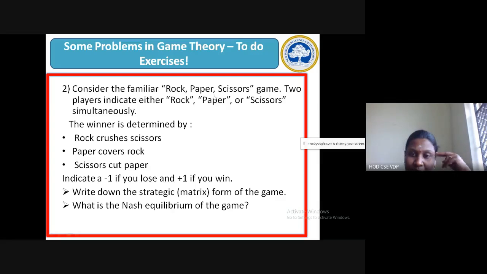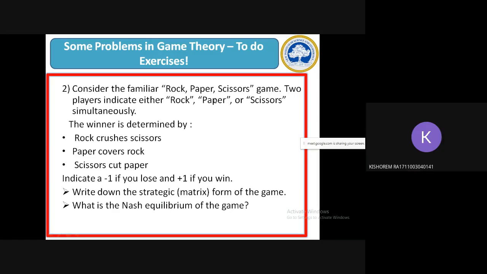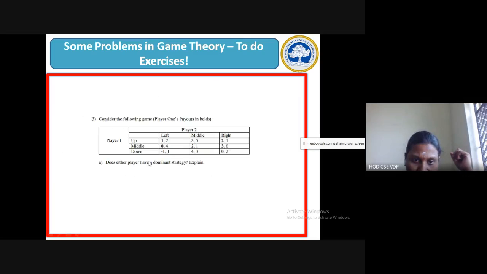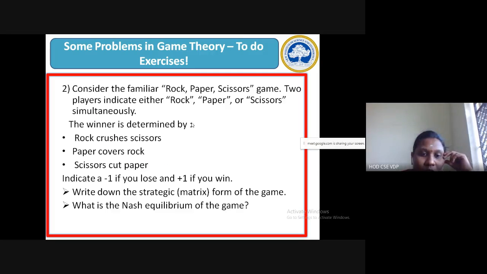You have this rock paper scissor game, right? Rock crushes scissor, paper covers rock, scissor cuts paper. Now put it in the form of a matrix. The matrix is not given. So let us assume two players are playing this game, player A and player B. Player A can choose rock or paper or scissor. Similarly, in the column, player 2 can choose rock or paper or scissor.